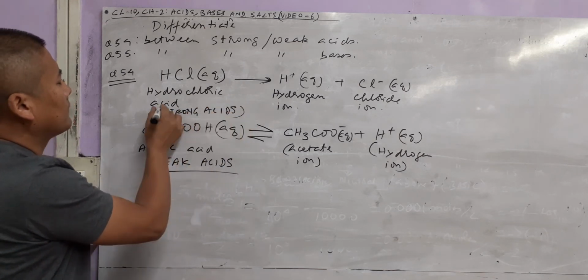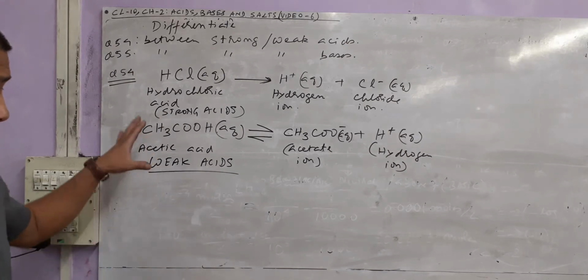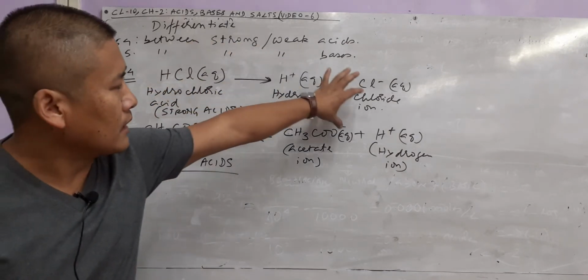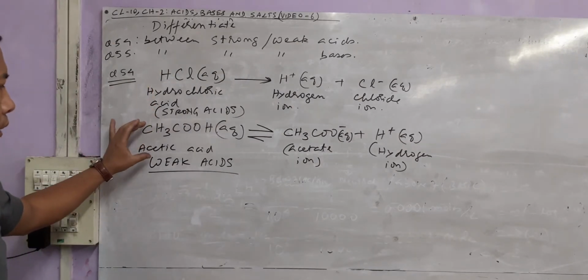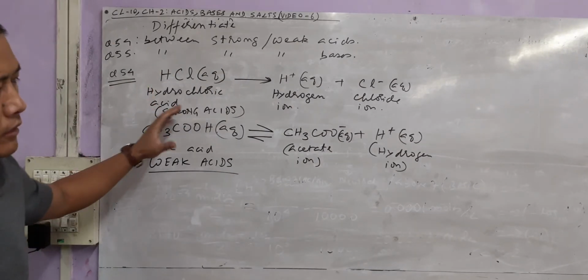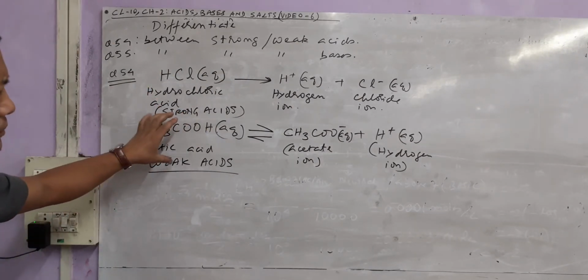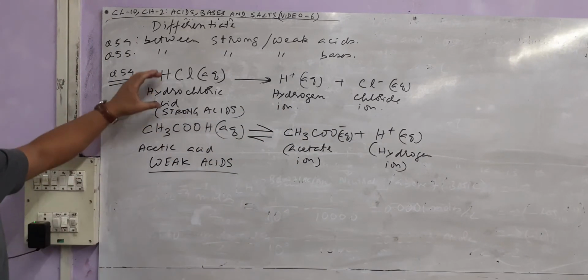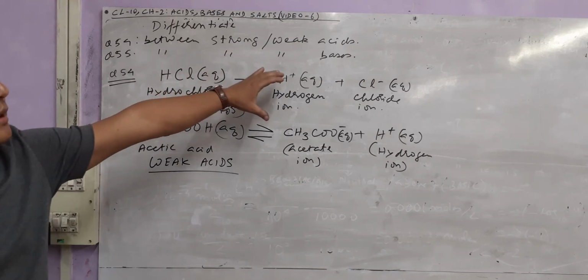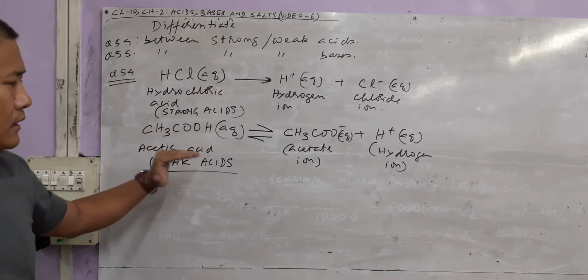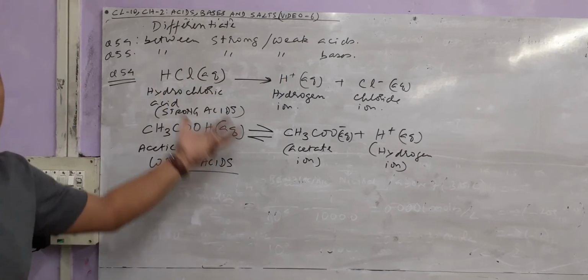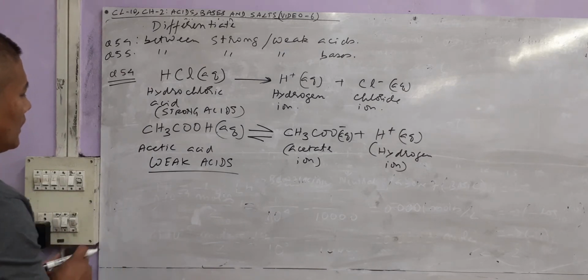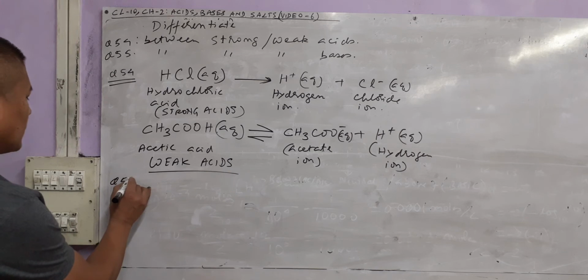Your textbook defines it in a slightly different way, but many textbooks define it as: when an acid breaks down completely into ions, it is called a strong acid. When an acid breaks down only partially, not completely, into ions, it is called a weak acid. But your textbook says those acids which release more ions in water than the other acids are called strong acids, which is also correct. Okay, I hope you understood this. So that was question number 54.